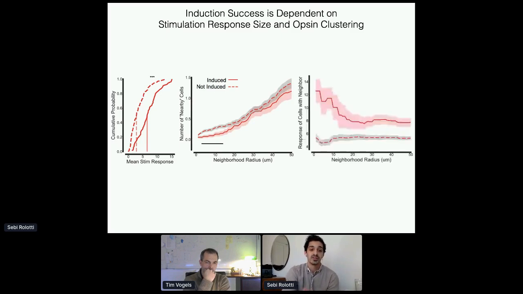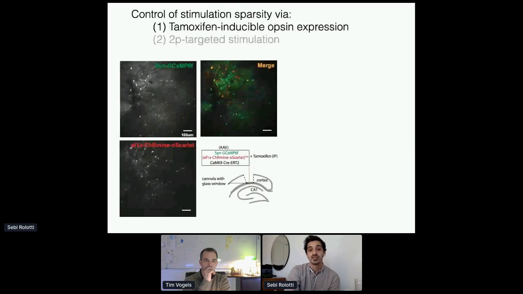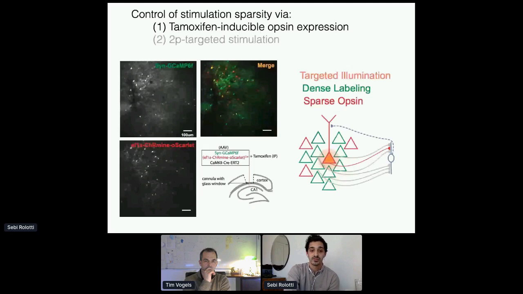So if we look specifically at the stimulation response of cells with at least one neighbor in a given radius, we again see a particularly large separation in the groups at that same spatial scale. So together, these results support maybe a local winner-takes-all model in which only the strongest bursting cells in highly active neighborhoods can form new place fields. So to find further evidence of recurrent inhibitory mediation of place field formation at these spatial scales, we coupled the same sparse opsin expression strategy now with 2-photon targeted stimulation of opsin positive neurons.